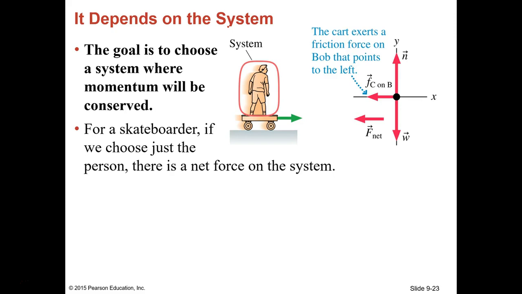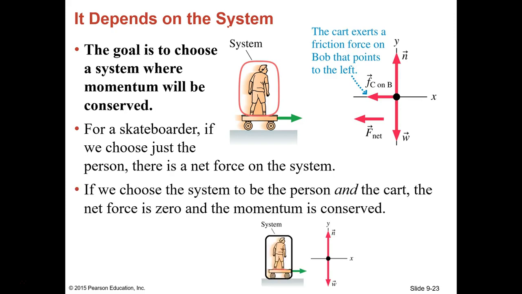Whenever we solve problems, our goal is to choose a system where momentum will be conserved. Let's say we have this system here. We have our friend Bob on his skateboard. He's pretty cool. He's pretty excited. If we just choose the system to be Bob, there are external forces acting on the system. We have this force of friction between Bob and the cart, and that force means the system is not isolated and there will be a net force acting upon it. So it would not be a good system to choose if we wanted to use conservation of momentum.